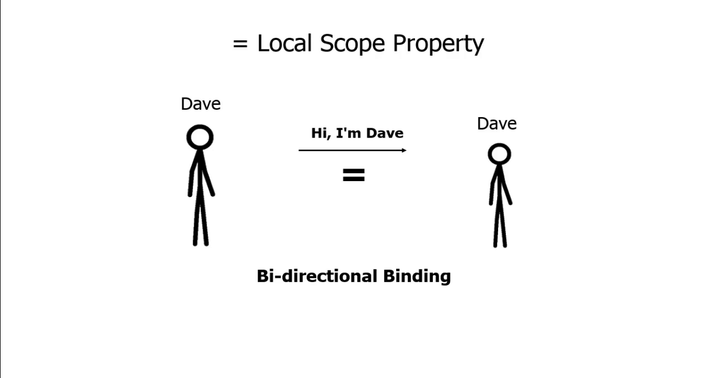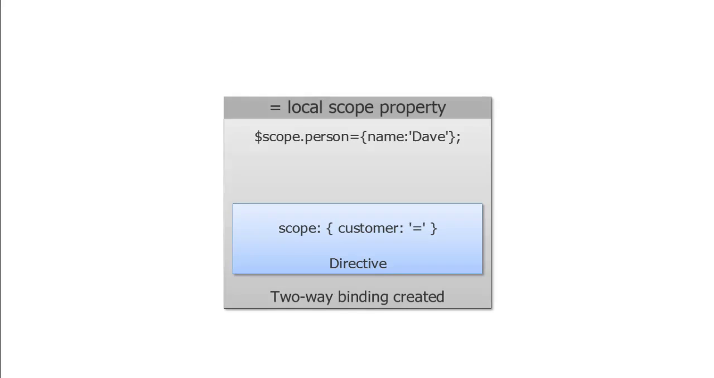Now, in this example, if Dave's passed in, but the directive says, no, I'm going to change that to Jim, then it's like, no, you're Jim, and that value outside now changes to Jim. Now, here's what it looks like from a code standpoint. So you can see in our outer scope, what we'll call our parent scope, we have this person property on the scope, and it has a name property with a value of Dave.